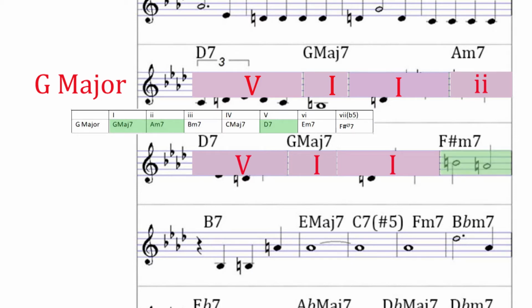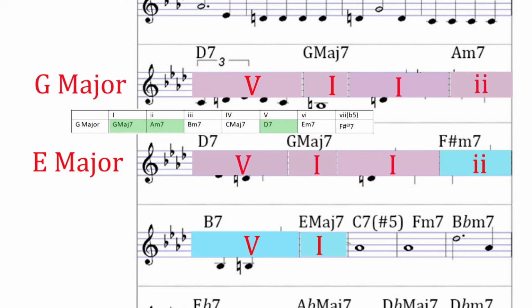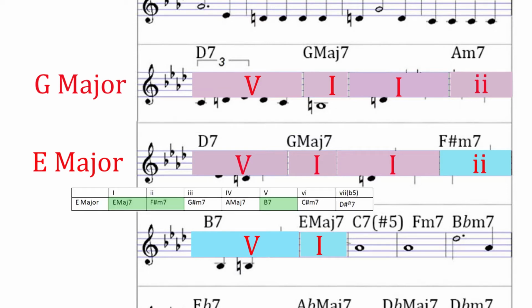Now we come to F sharp minor 7, which is not in the key of G major. But once again, scanning across, we see another 2-5-1 progression in the key of E major. So again, we can write this down.